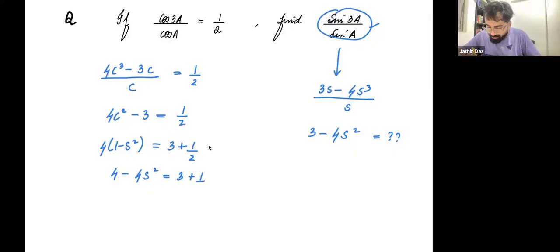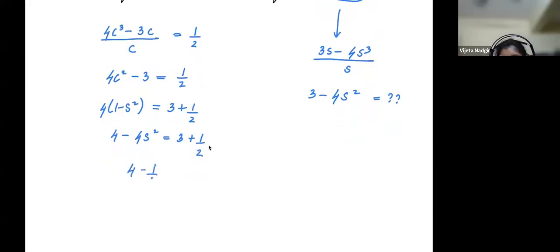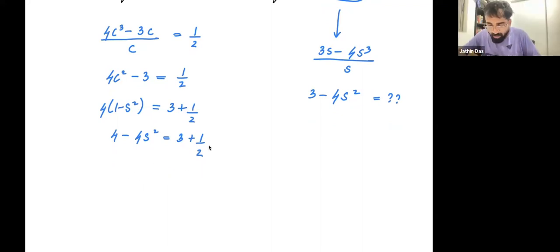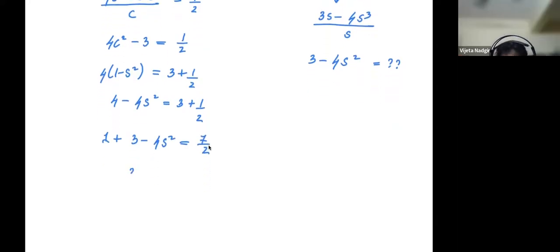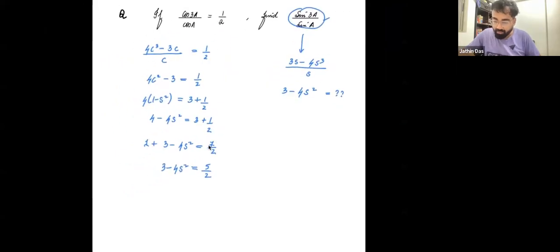Yes, wait. I don't have to substitute. I can rearrange, right? I can take this as 3. So 1 plus 3 minus 4 sine square is equal to how much? 7 by 2. Correct? So 3 minus 4 sine square is 5 by 2.